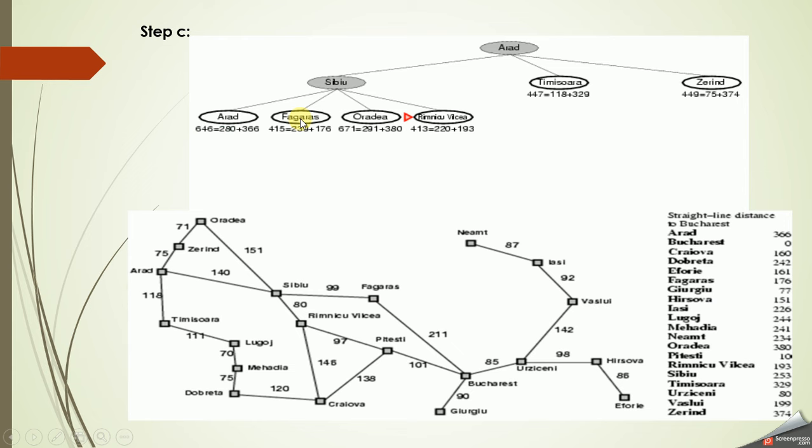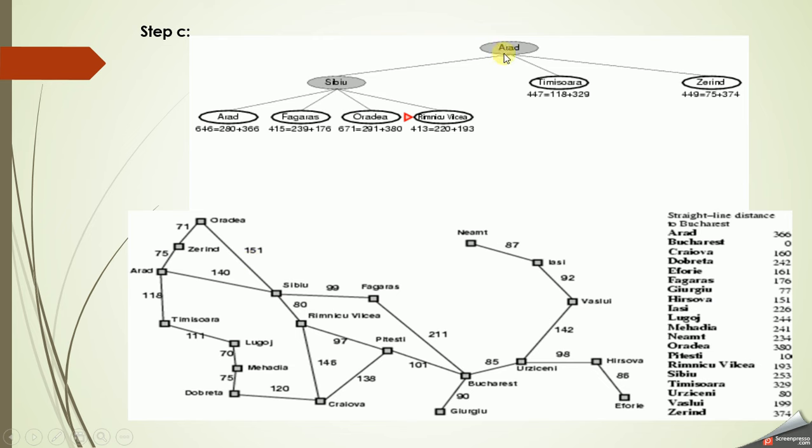Similarly Fagaras, Sibiu to Fagaras is 99. Okay, so it has started from Arad. So 140 plus 99 we have got 239, plus Fagaras's h of n value is 176. We have got 415 as the f of n value. Same way, Sibiu to Oradea it is 151.